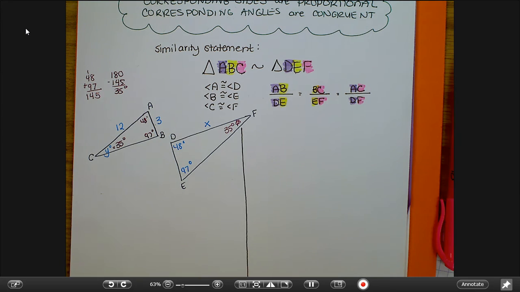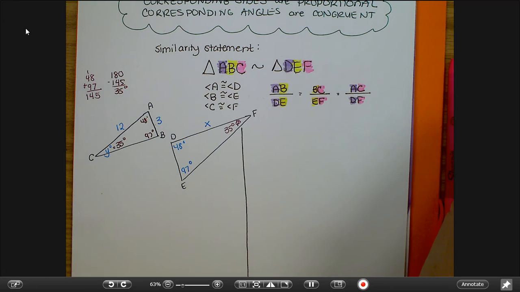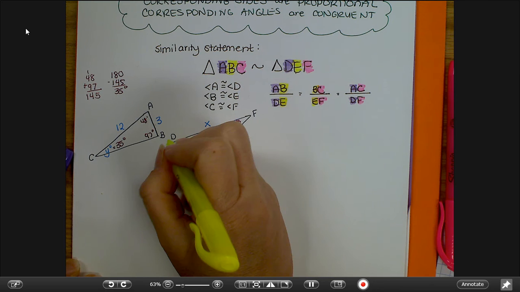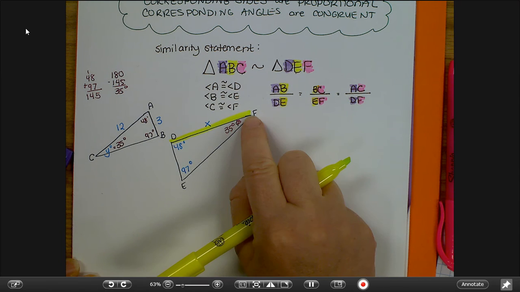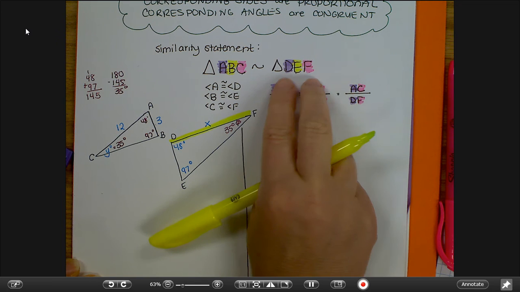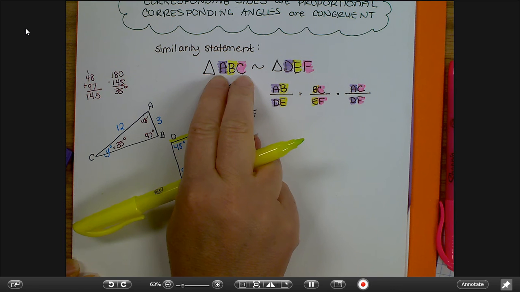All right, now we want to figure out the measure of X. Sorry, what am I saying? So I'm actually going to highlight here the corresponding sides. That way we can pull them together. All right, here is our X. It's on side DF. So we need to look at our similarity statement, DF, and find the corresponding part for the smaller triangle, AC.